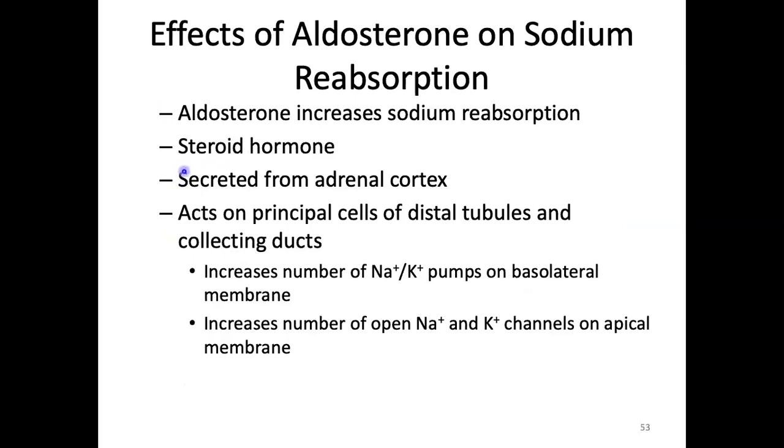So you need to start working on drawing out your homeostatic feedback loop for RAS and the aldosterone part. You can use your endocrine lab to do that. The aldosterone acts on principal cells of the distal tubules and increases the number of sodium potassium pumps and open sodium and potassium channels on the apical membrane.